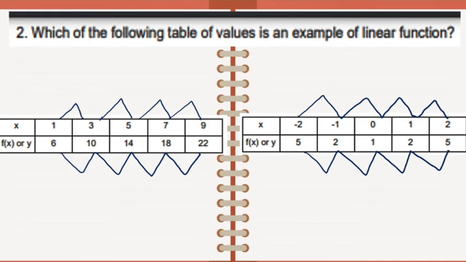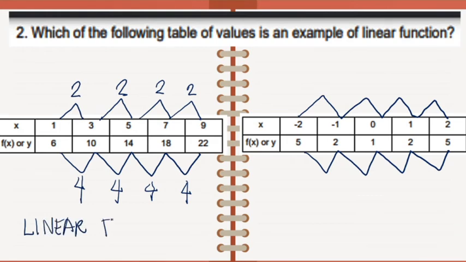So, again, pagka nag-minus tayo, doon tayo magsisimula sa right. Right papuntang left. 9 minus 7 is 2. 7 minus 5 is 2. 5 minus 3 is 2. 3 minus 1 is 2. Next, doon naman tayo sa y coordinates. 22 minus 18 is 4. 18 minus 14 is 4. 14 minus 10 is 4. And 10 minus 6 is 4. So, magkakamukha, equal yung differences ng x coordinates, saka differences ng y coordinates. So, this is a linear function.